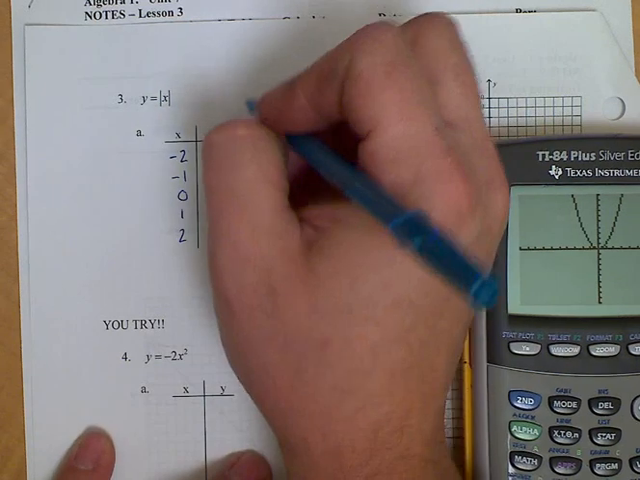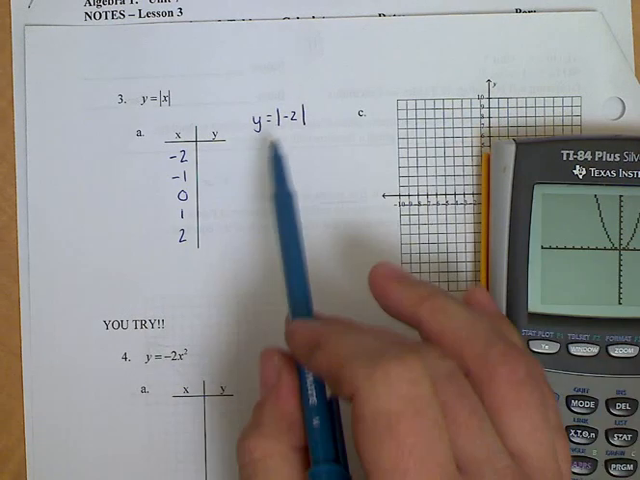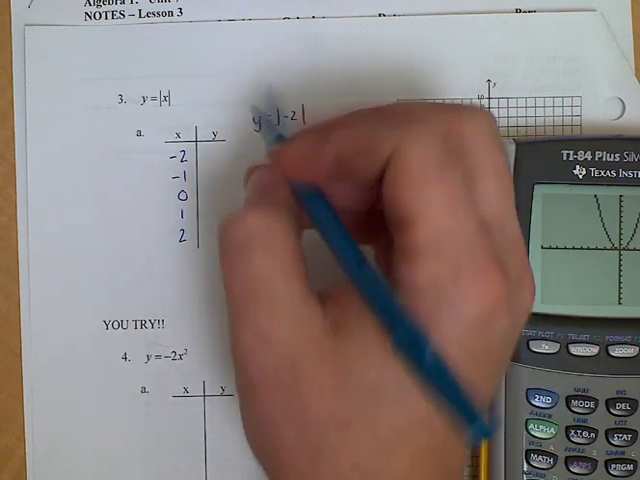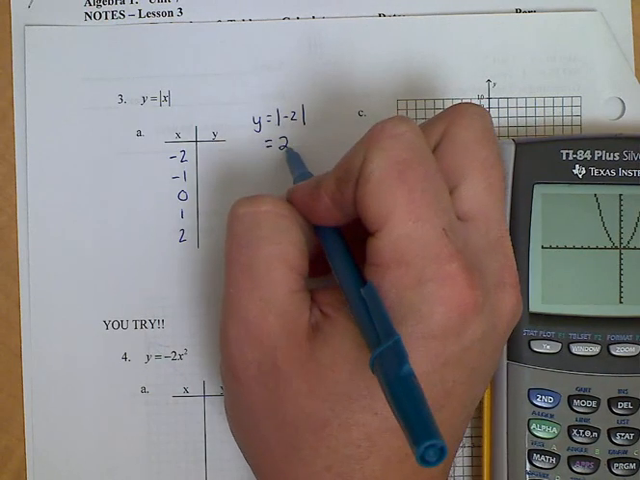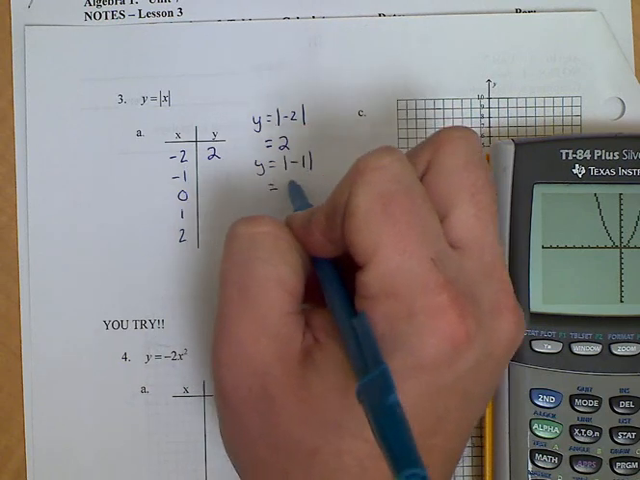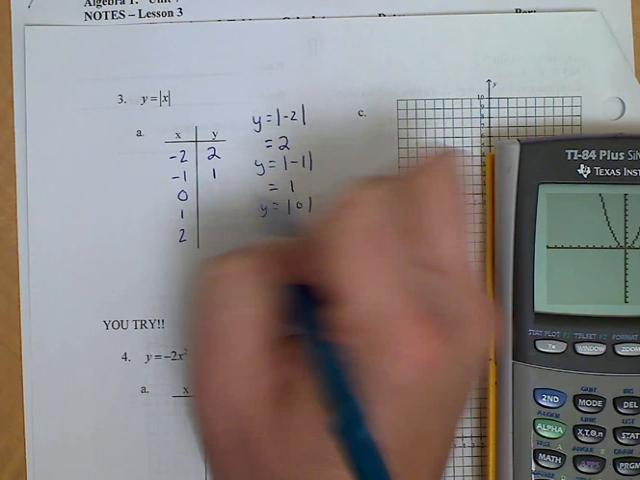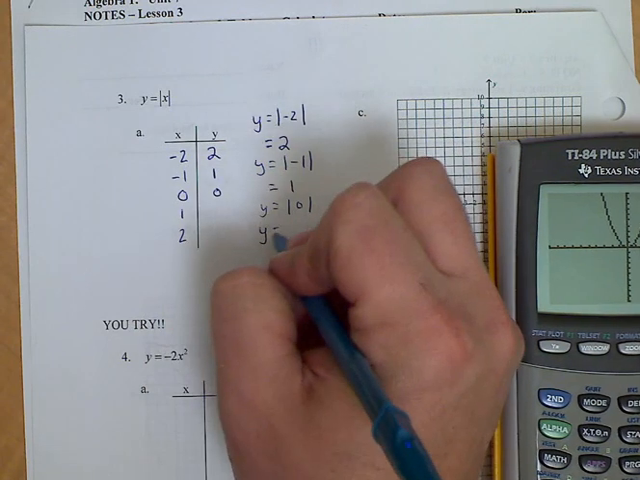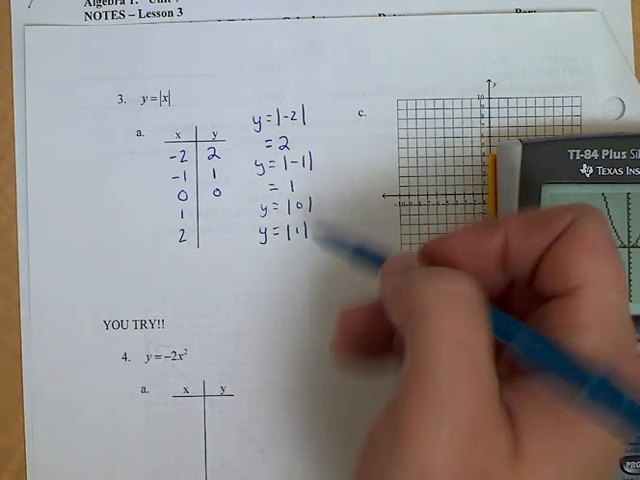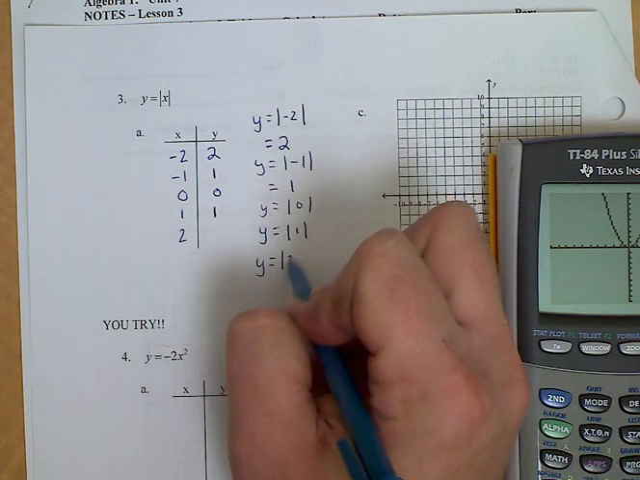So what is y equals the absolute value of -2? Remember, absolute value means how far away the number is from 0 on the number line, which means whatever's in there just becomes positive. So the absolute value of -2 is 2. The absolute value of -1 is 1. The absolute value of 0 is 0. The absolute value of 1, now this is the same thing. If it's positive, the answer is positive. If it's negative, it's positive also. So the absolute value of 1 is 1. The absolute value of 2 is 2.